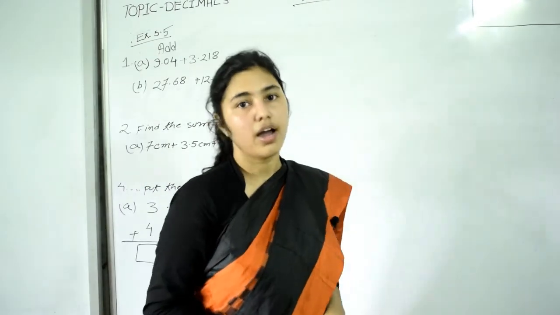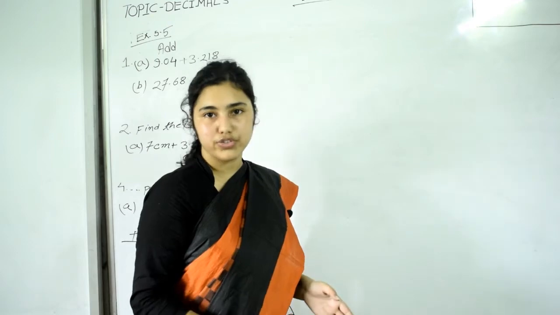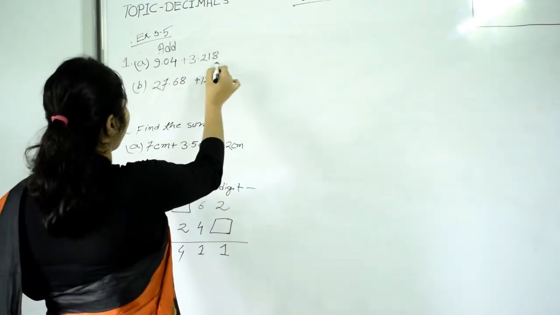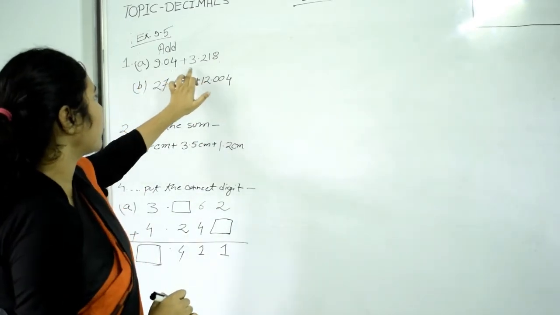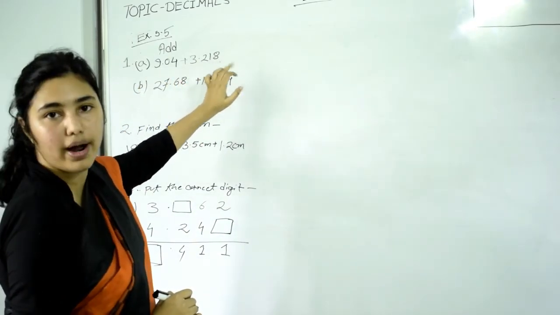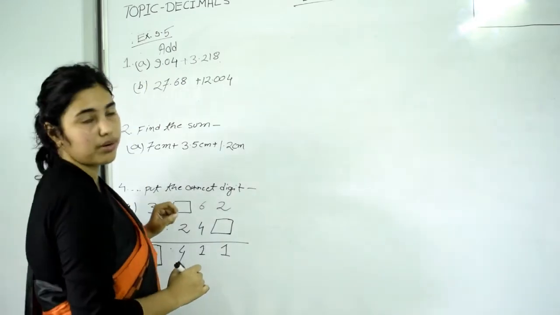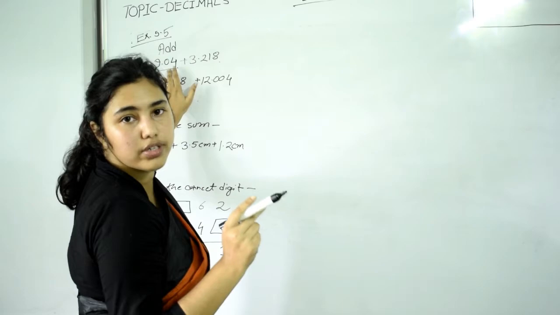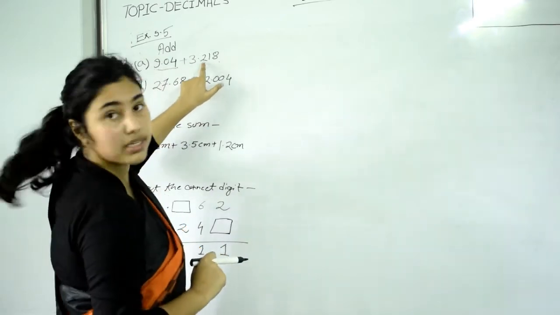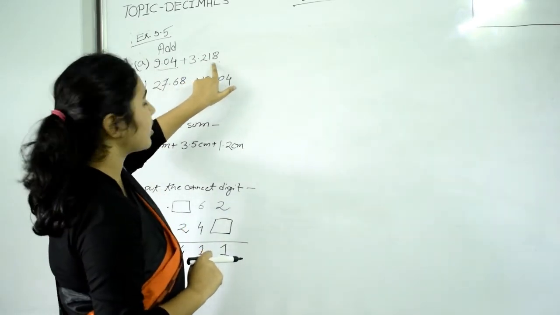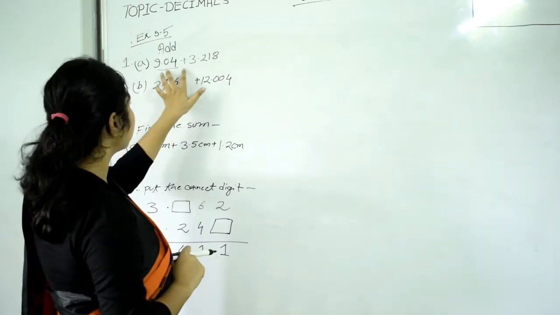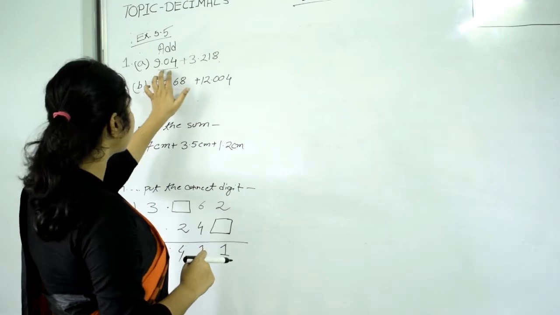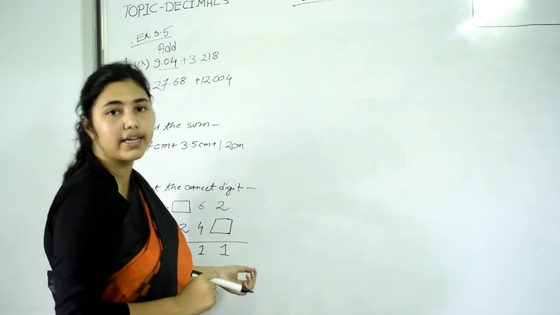Now we will learn how to add 2 or 3 decimal numbers. So first, here we have to add 9.04 and 3.218. Now look at these two numbers. In our first number, we have only 2 decimal places. But in this number, we have 3 decimal places, right? So these two numbers are unlike decimals. First, we have to convert these two numbers into like decimals.